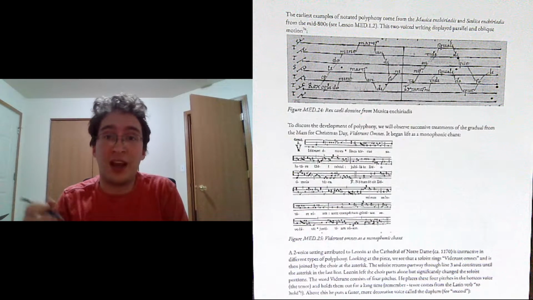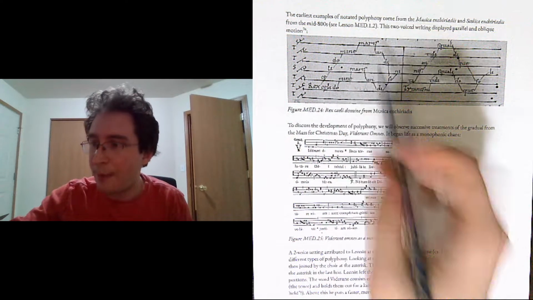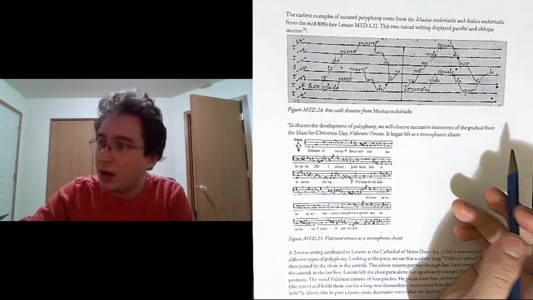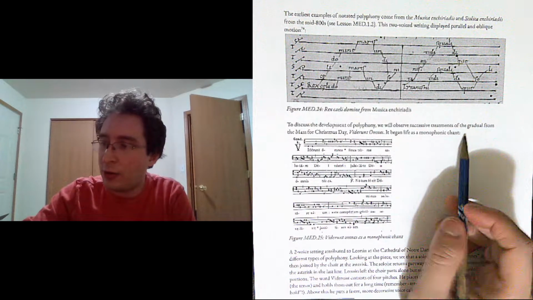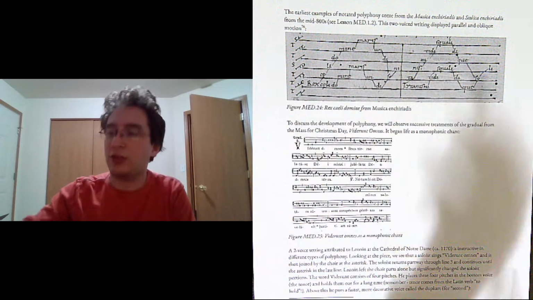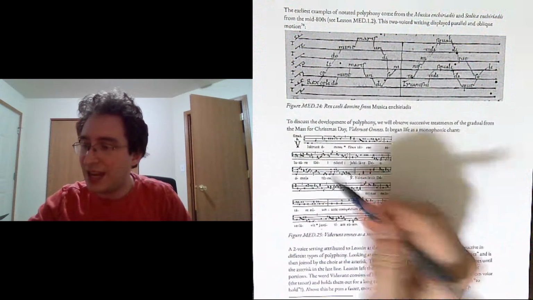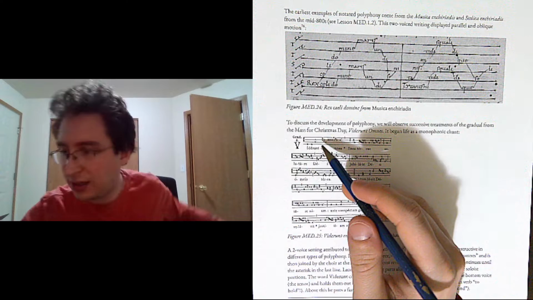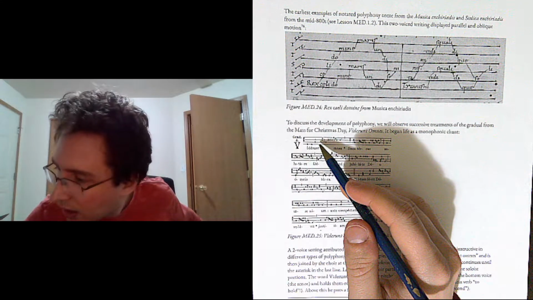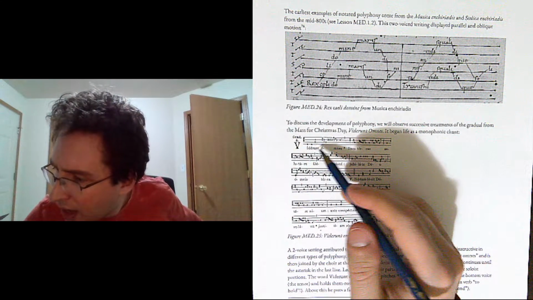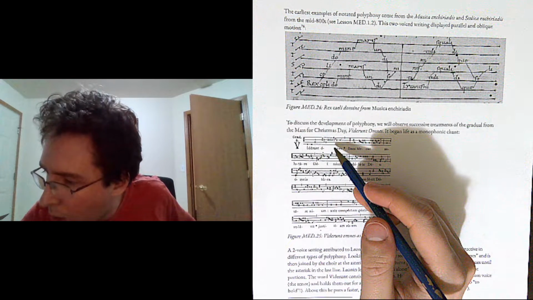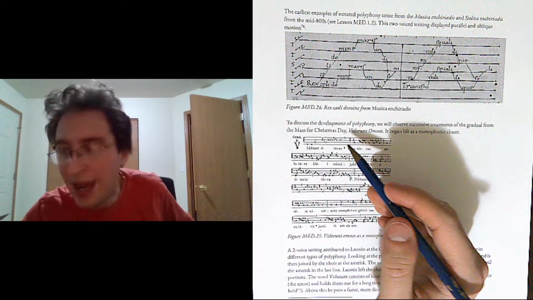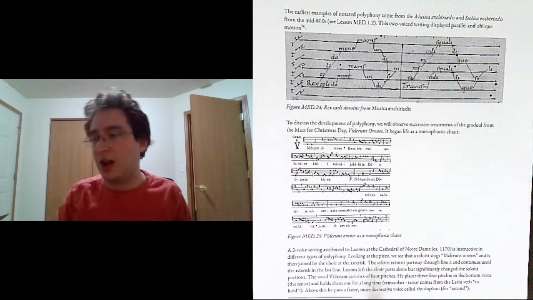So to look at how polyphony develops past this simple sort of thing, we're going to look at how this monophonic chant turns into polyphony. So it began as a monophonic chant. You can see it here. Starts viderunt omnes, and it keeps going.